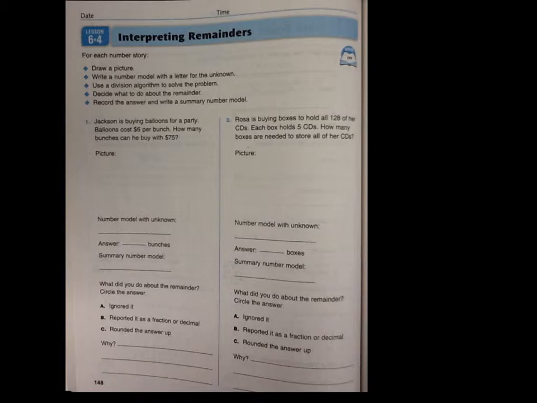Let's get started on some of the problems in your book today. Turn ahead to lesson 6.4. This is on page 148. You will be solving these on your own. Who would like to read the directions? Turn and tell your partner what is your job on this page. Now we're going to look at number 1 and number 2 and just decide about this multiple choice question down here. It asks, what did you do about the remainder? Circle the answer. Who would like to read number 1?